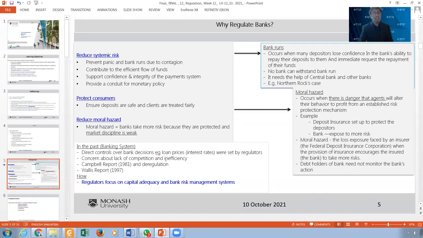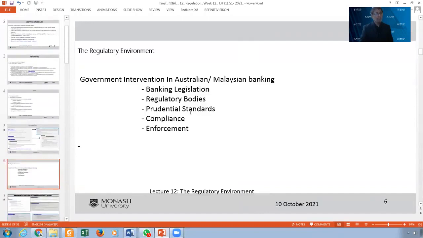But after the 70s, when the Basel regulations came and all those issues, we started to talk about regulation of bank capital. Now the regulators' focus is on bank capital. But if you look at, for example, the Campbell report or the Wallace report, all of those were actually talking about something different from what we see today.